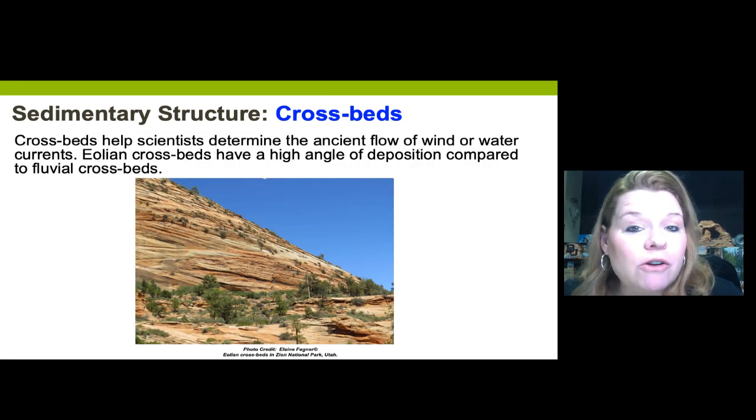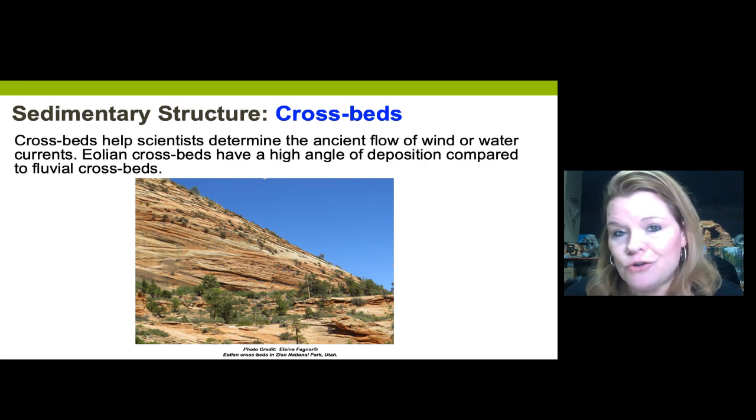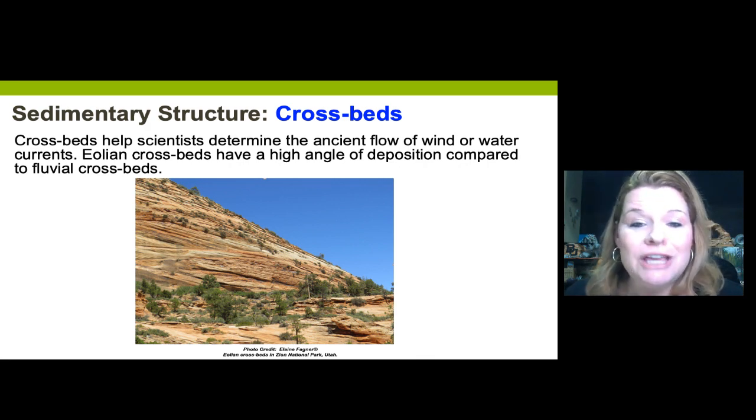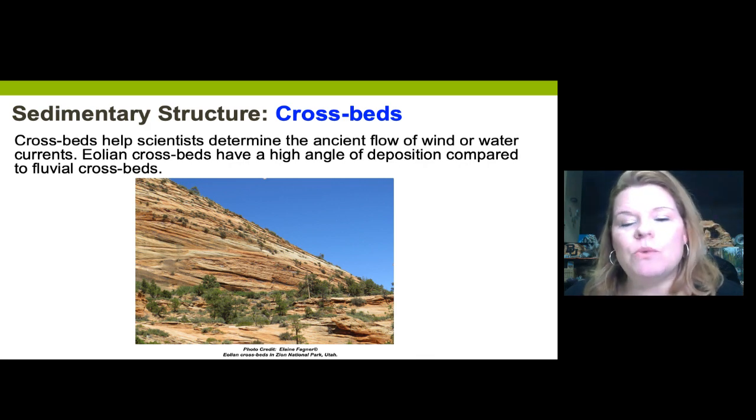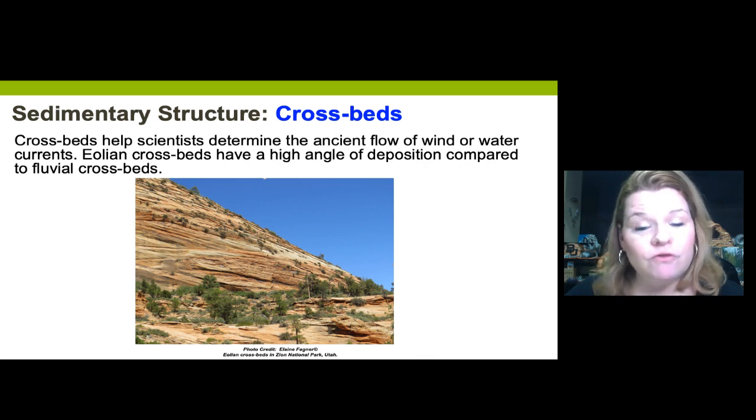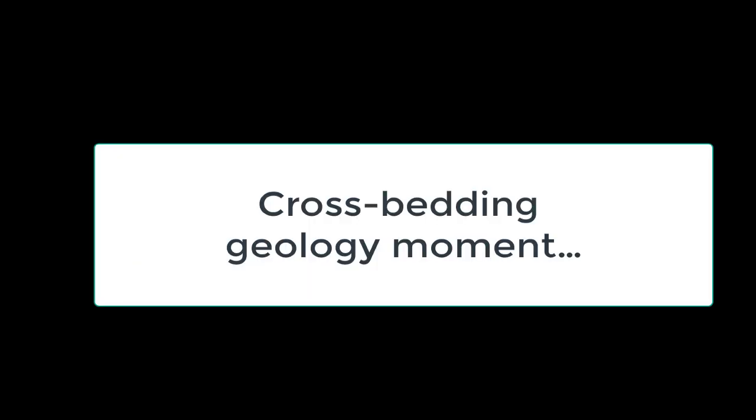We've also learned about crossbeds in depositional environments. So remember, the high-angle crossbeds represent Aeolian depositional environments, while very low angle beds, certainly less than 10 degrees, would be associated with fluvial crossbeds. So I'm going to give you a quick look into crossbedding in Zion, another geology moment, and hope you enjoy it.